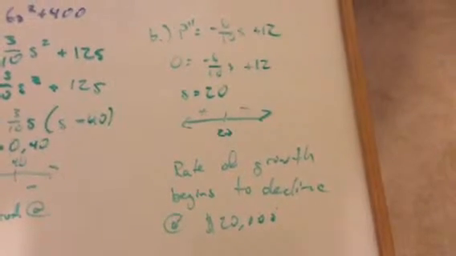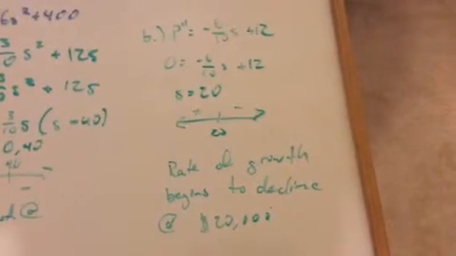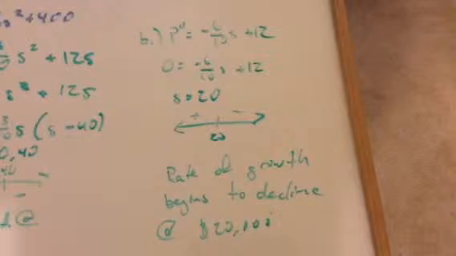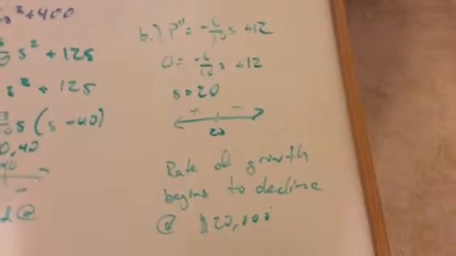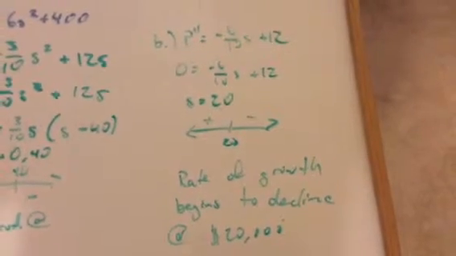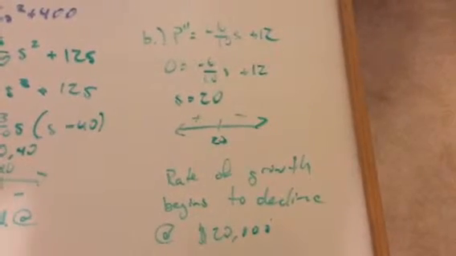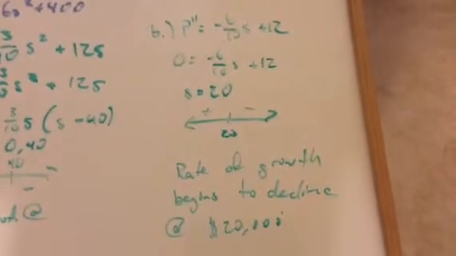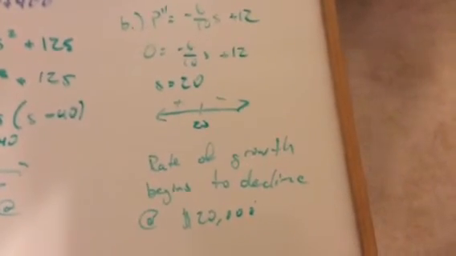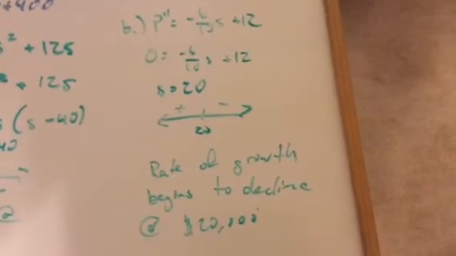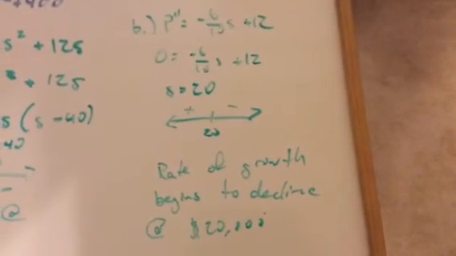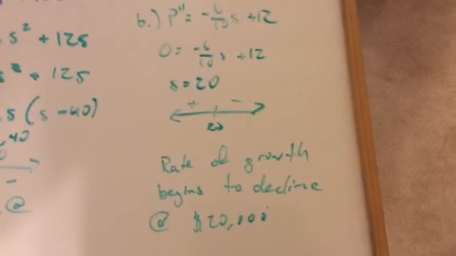So basically I just took the second derivative and followed the same process as I did with the first derivative, and found where the second derivative would equal 0, which would indicate a concavity change, and the rate of the first derivative going from either negative to positive or positive to negative. So I found that the second derivative equals 0 at $20,000. And at $20,000, the second derivative goes from positive to negative. Or in other words, the rate of growth for the profits begins to decline at $20,000.